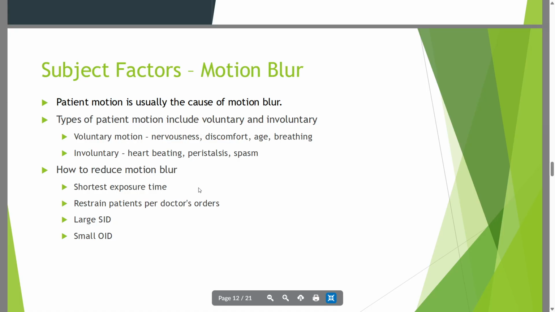Having a large SID is going to decrease distortion, and have the tube a little further away from the patient, decreasing motion blur overall. And similar with OID, if you have the patient against the bucky, then they're probably not swaying super much. Sometimes they will be, but that will kind of decrease that effect.